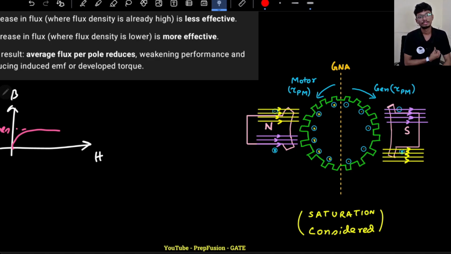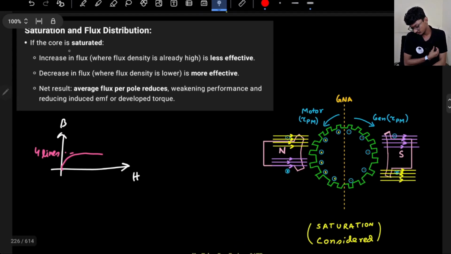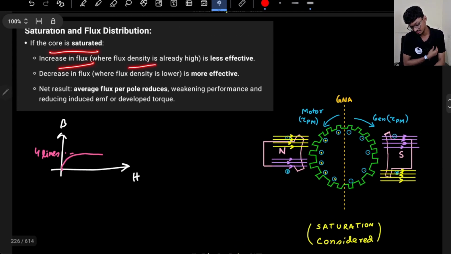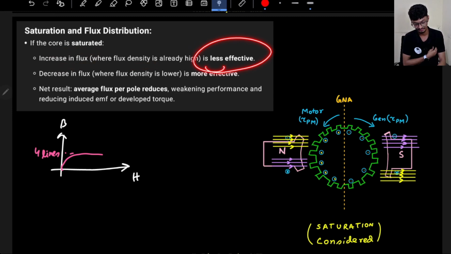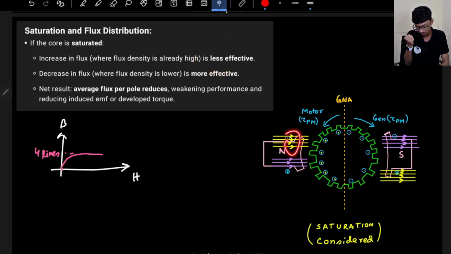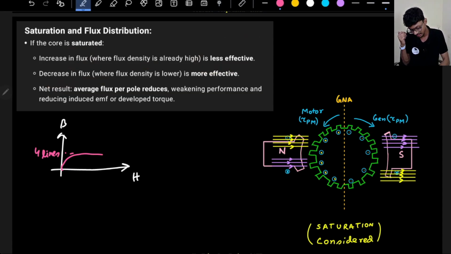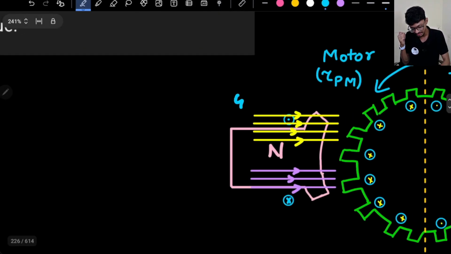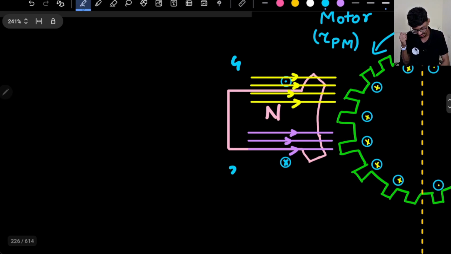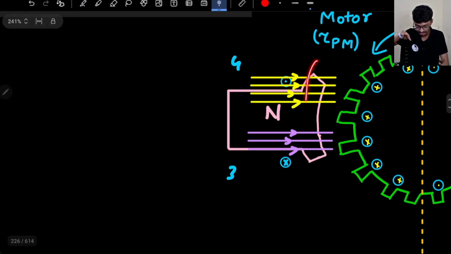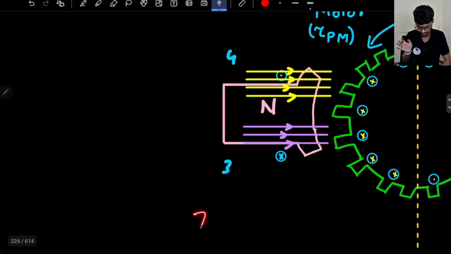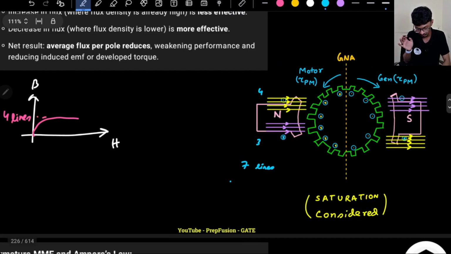If the core is saturated, increasing flux where flux density is already high is less effective. So the flux lines will not increase further, but the decrease in flux will be more effective. So here currently I will have only 4 lines, and here I will have only 3 lines. So overall, what is the number of lines coming out of the pole? 7 lines. If overall I have 7 lines coming out of the poles, that means what?